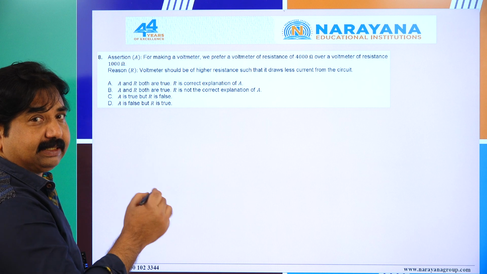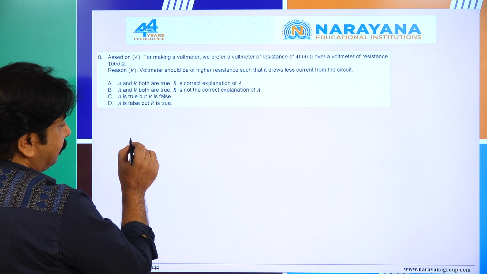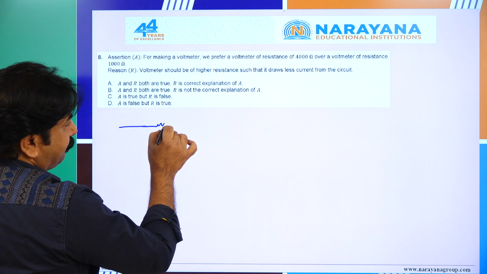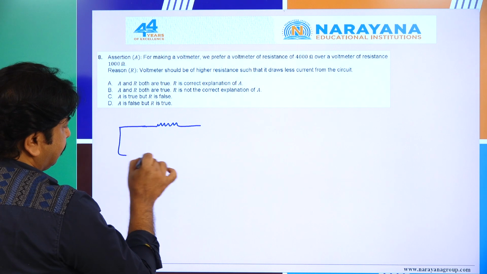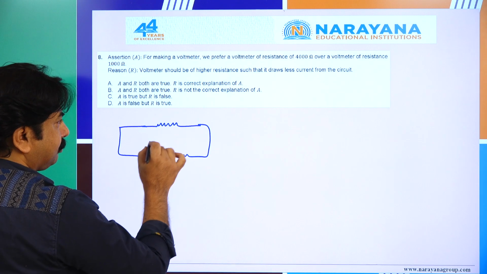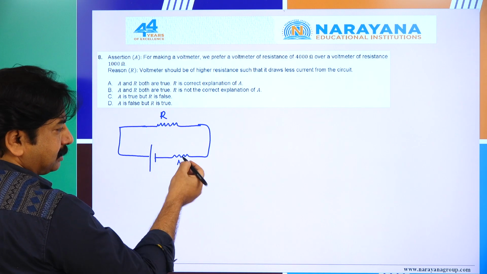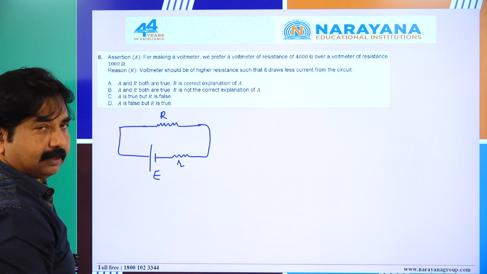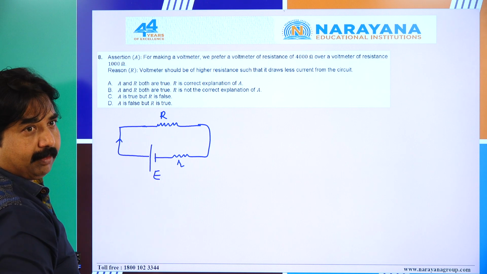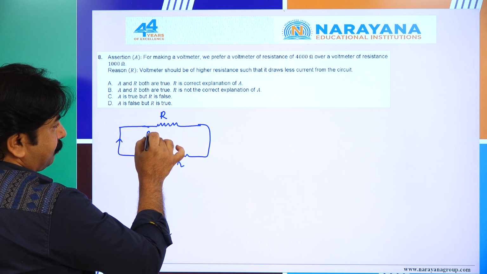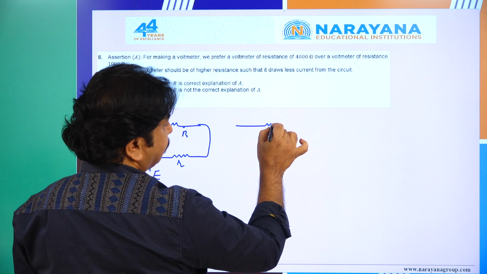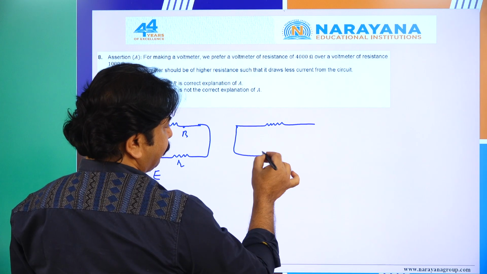Okay, when the voltmeter is connected, what will happen in the circuit? Let us consider this is purely one resistance and this is one of the circuits. Let us consider this is R, internal resistance small r, and E is the cell EMF. Now, without any voltmeter, this is a circuit. Let us consider the same circuit with voltmeter.